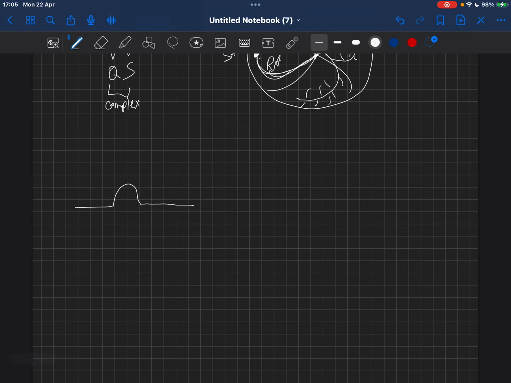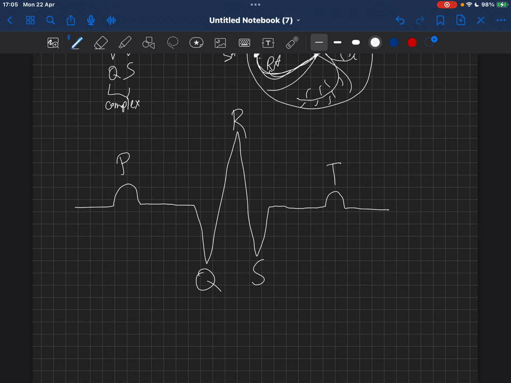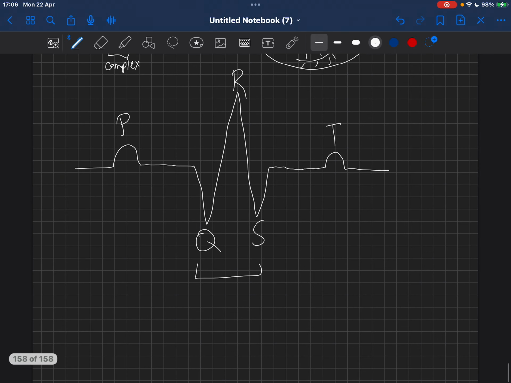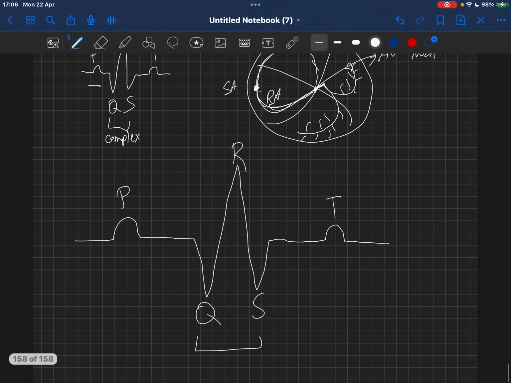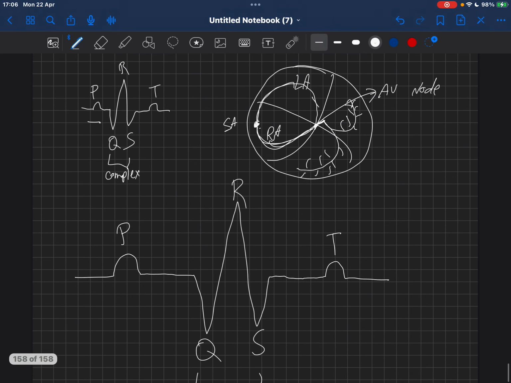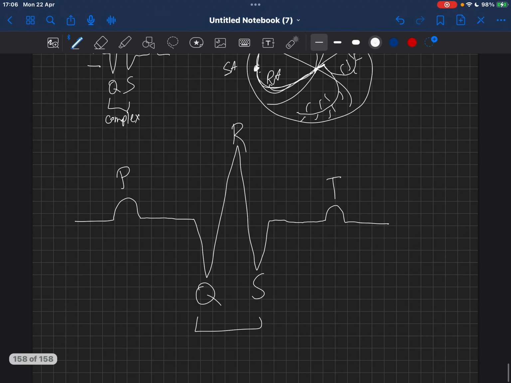And we have intervals in the ECG. So if we look at a little bit bigger, like this, we'll be able to see the intervals. So this is the P wave, this is the Q, this is the R, this is the S, and this is the T. Now, again, the QRS is correlated with the electrical signal in the ventricles. The P is correlated with the electrical signal in the atriums. So we have intervals.